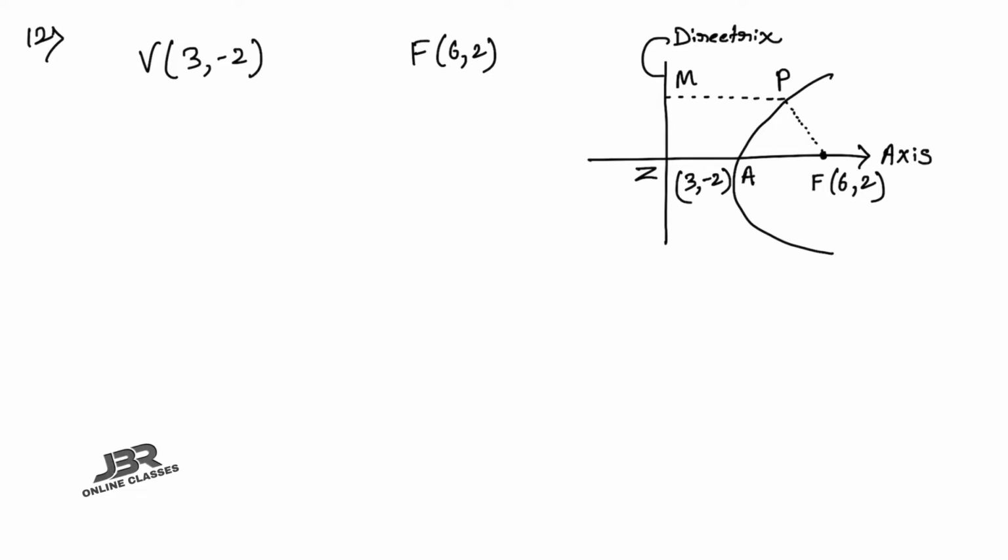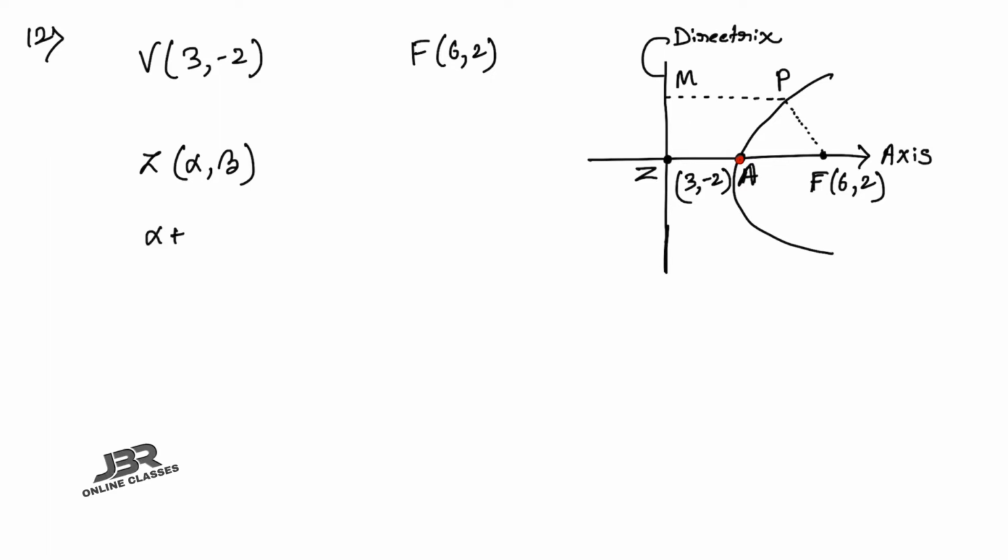Then the line joining A and F, okay, this one here A and this one here F, the line joining A and F is the axis of the parabola. Is it clear? Okay, now let the axis of the parabola meet the directrix of the parabola at the point Z. Okay, because this one is the directrix, so axis and the directrix meet at the point Z. Now let alpha and beta be the coordinates of Z, that is alpha comma beta. Since 3 and minus 2 is the midpoint of ZF. It's clear? That means here A is the midpoint of ZF. So it's very easy to find out the coordinates of Z.